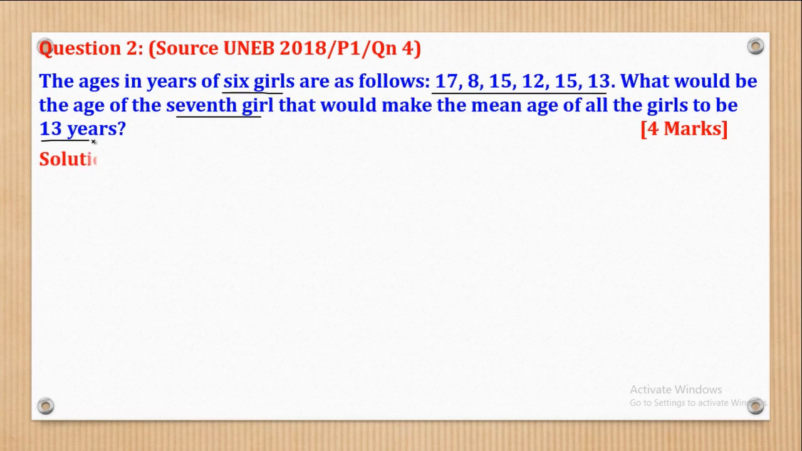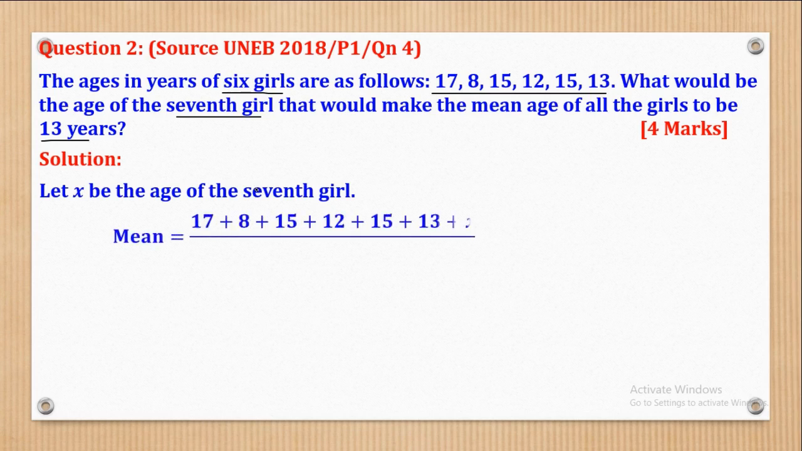So what we are going to do, we shall say let x be the age of the 7th girl. Therefore the mean will now be all these 6 ages plus x to make the 7th girl, over 7. There were 6, they are now 7, so that's why you put 7 here, which is the number of girls. They say the mean will have to be 13, that is why we equate to 13 here.